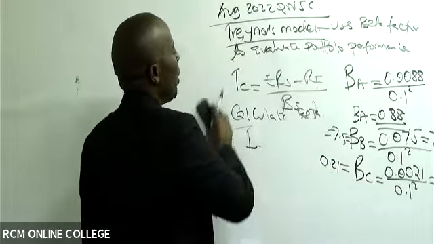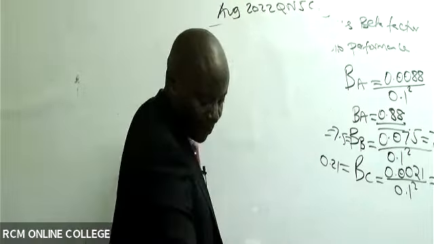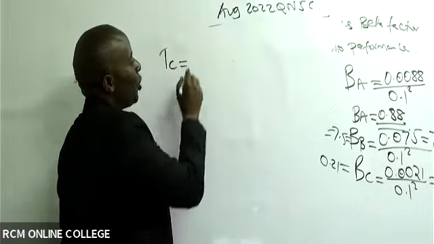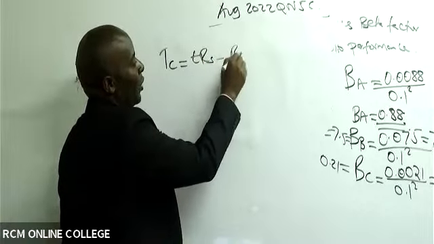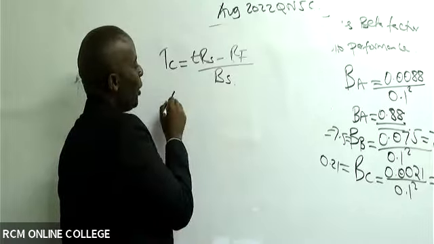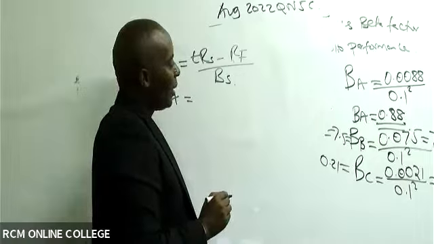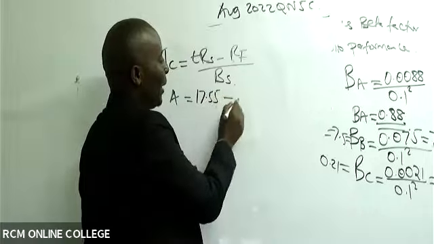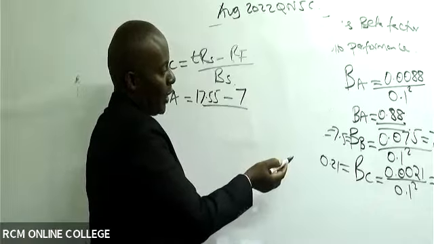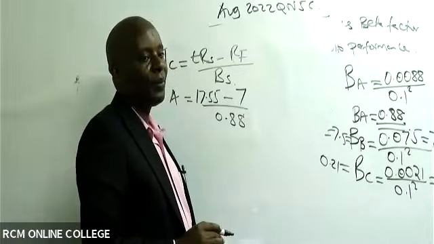Now after that, you can easily go and give us the Treynor coefficients. We know this is the expected return of the security minus the risk-free rate, over the beta factor. So for A, are you able to see the expected return of A? 17.55, minus the risk-free rate of 7, over the beta that we have just obtained here, which is 0.889.